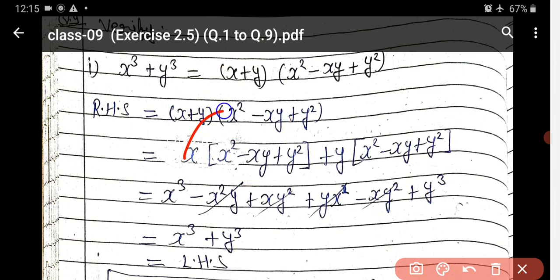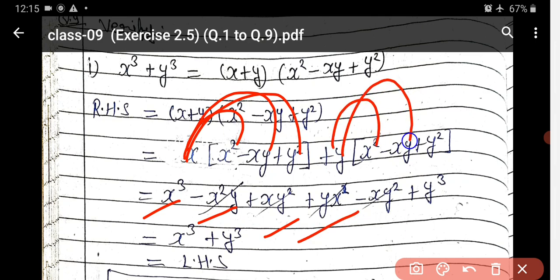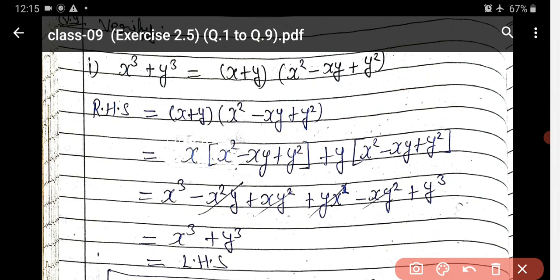Now just multiply x into x square, you get x cube, x into minus xy, you get minus x square y, and x into y square, you get xy square. Now y into x square, you get yx square, y into minus xy, you get here minus xy square, and y into y square, you get y cube. Now just check, minus x square y plus x square y, they are cancelled, and minus xy square and plus yx square, they are also cancelled because they are the same, negative and positive. Now you remain here with x cube plus y cube only. So it is your left hand side.